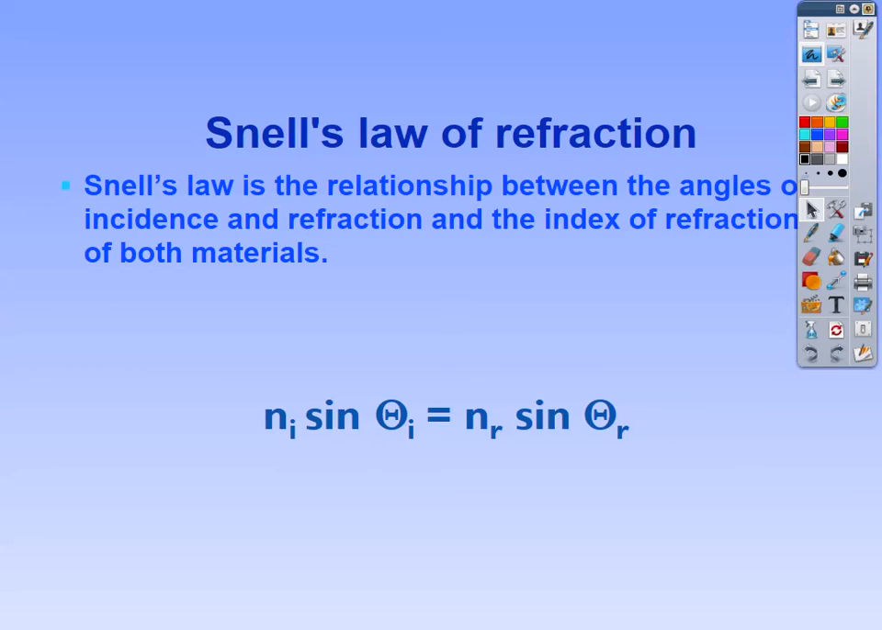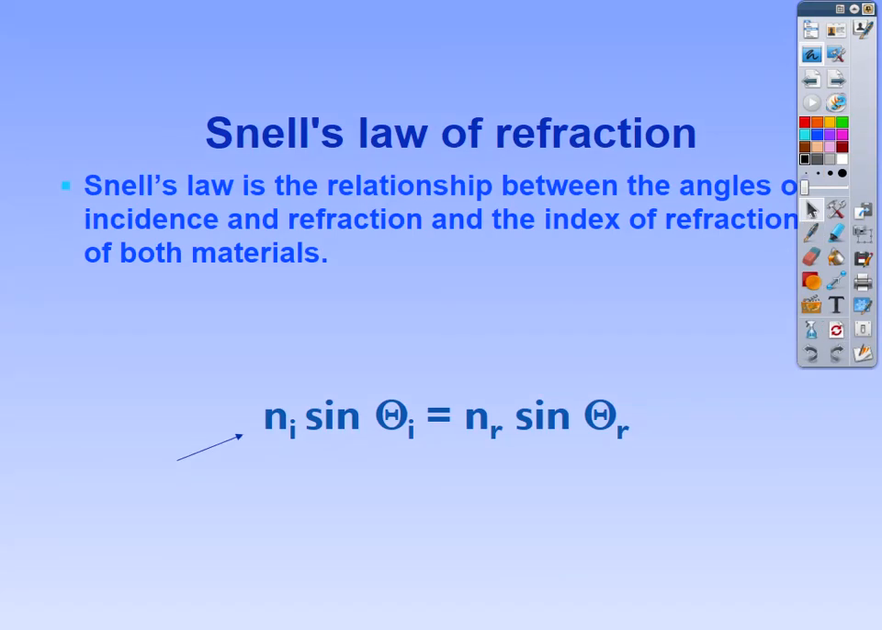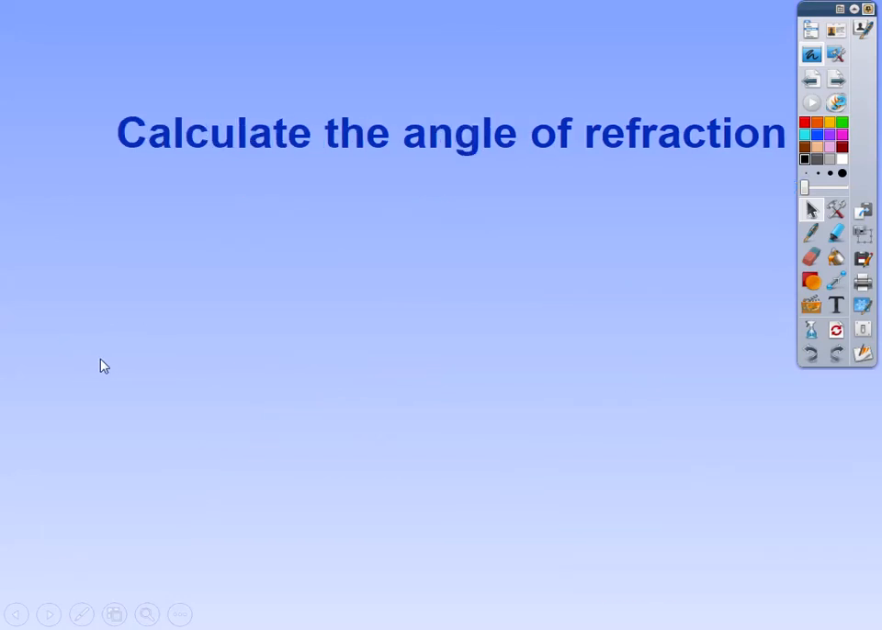We basically have n_i, the index of refraction of where the incident wave is, times the sine of the angle of incidence, equals the refractive index of the refractive material times the sine of the angle of refraction. A lot of times in textbooks, it's just n1 sine theta 1 equals n2 sine theta 2, where you just have to know this is the incident material and this is the refracting material. So that's what we're looking for on both of those. Okay, so let's try a problem.